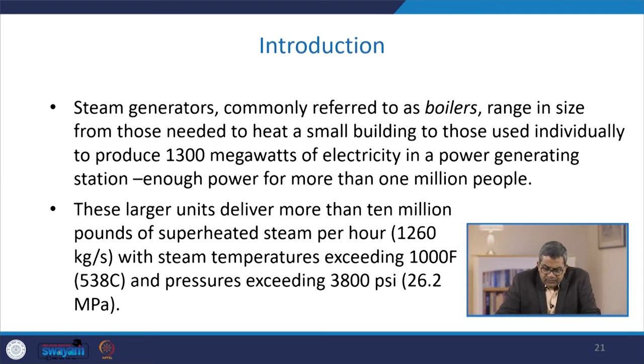Now, steam generators, usually called boilers because they boil water to generate steam, range in size from those needed to heat a small building or for industrial operations, to those that sometimes produce even 1300 to 1800 megawatts of electricity in power generation systems. That is enough power for more than 1 million people. These larger units deliver more than 10 million pounds of superheated steam per hour, roughly 1260 kilograms per second, with steam temperature exceeding 1000 degrees Fahrenheit, or 538 degrees Celsius, and pressure exceeding 26.2 megapascals.